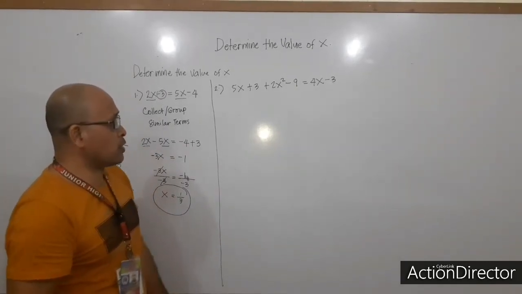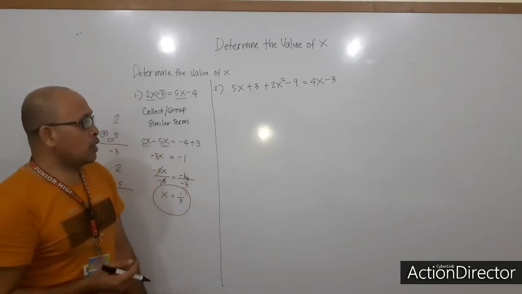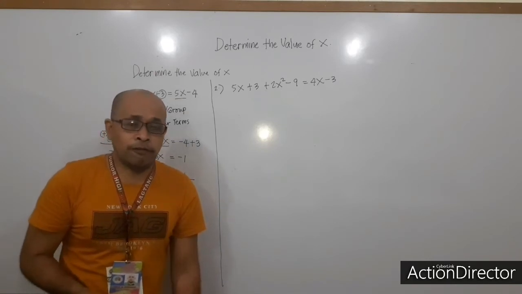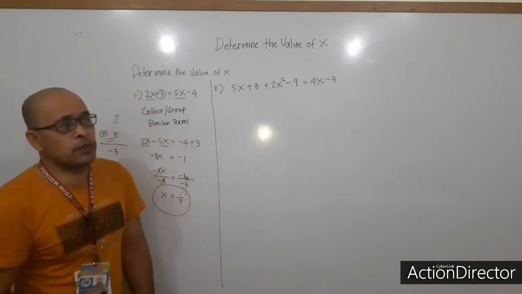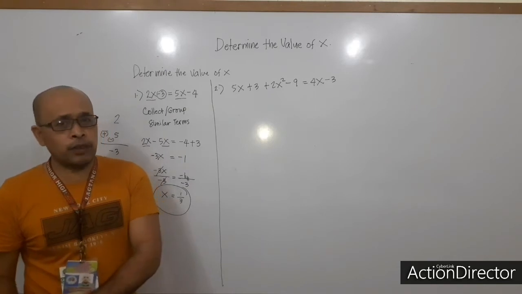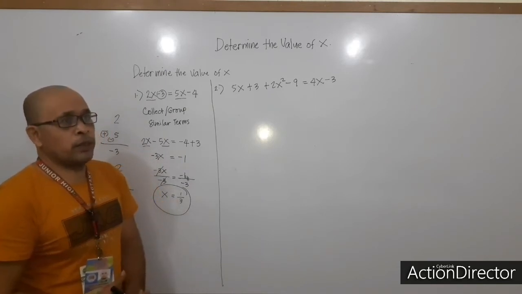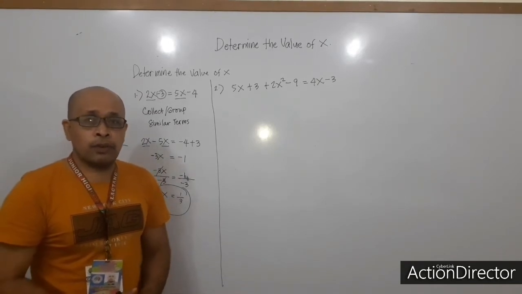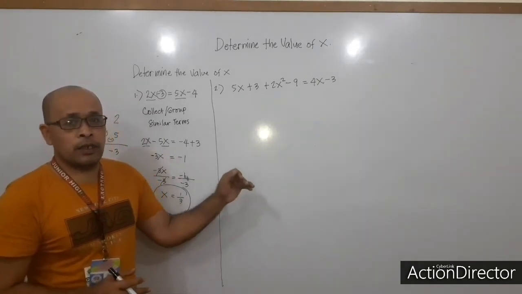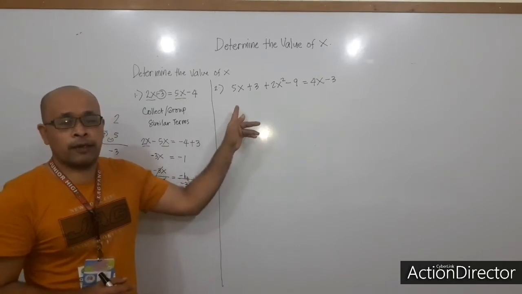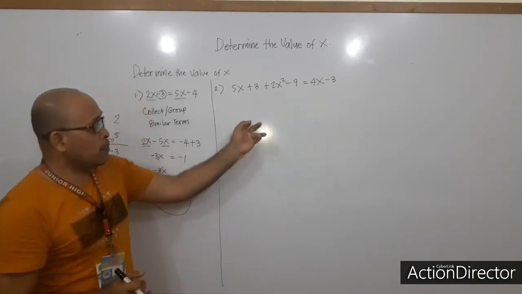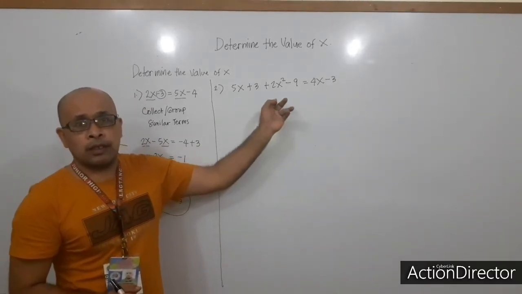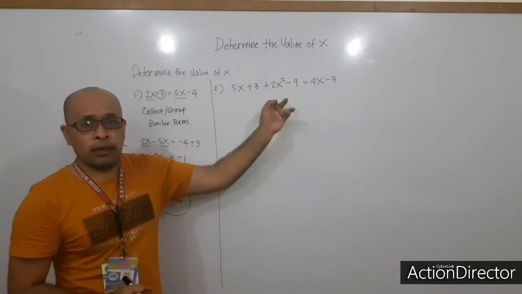Okay, let's proceed to the next example. For the second example, you need to recall the idea of factoring. Or if the expression is not factorable, try to recall the other possible way so that you can solve for the value of x, especially if the equation is already quadratic. When we say quadratic, that means the variable contains 2 as exponent.